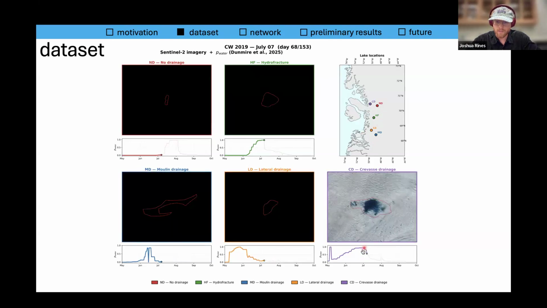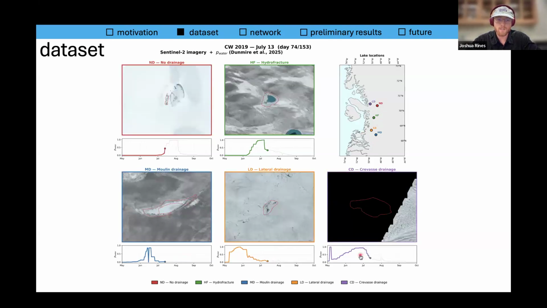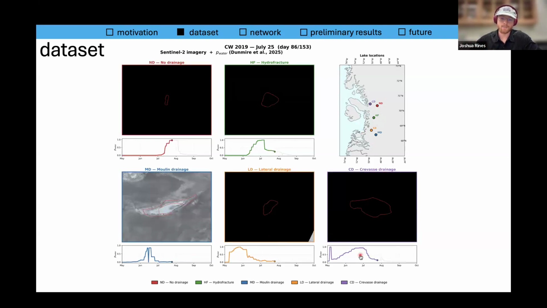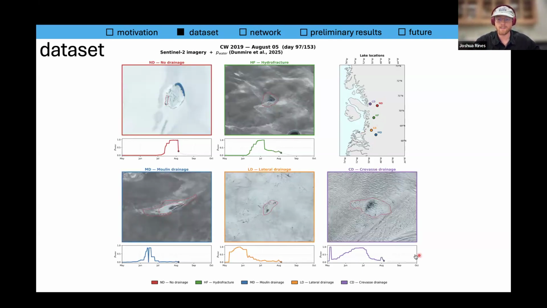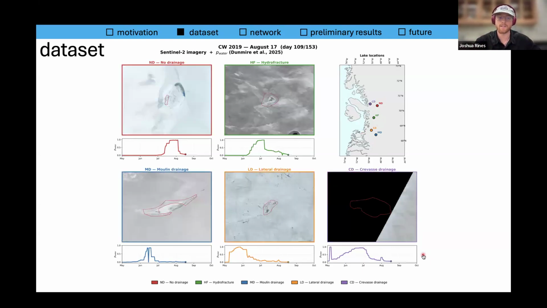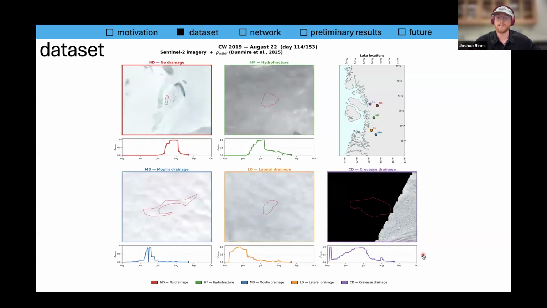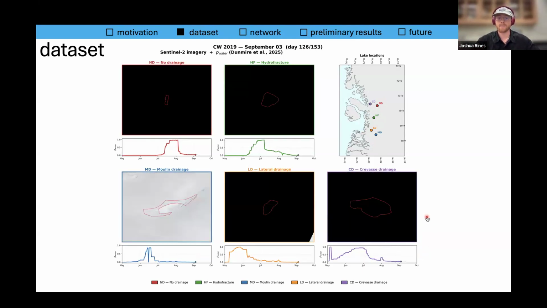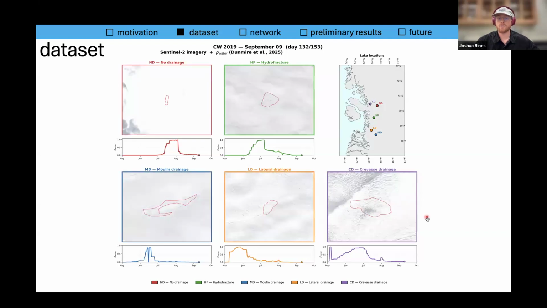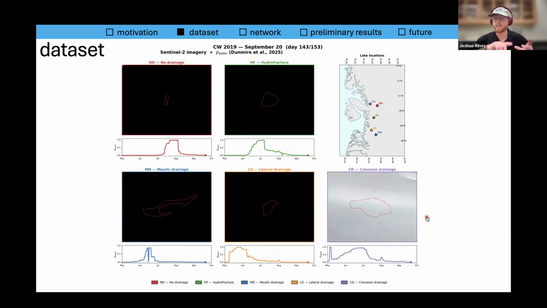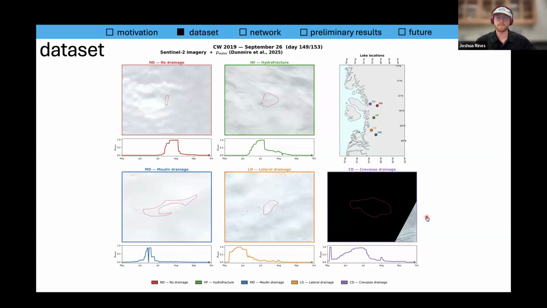And then below each of those panels is this scalar representation that I've been talking about, ticking across time steps. And so what we're asking is, can we combine this scalar representation, which is sort of an area curve, you can think about it as the percentage of water in that lake across the season, with the actual imagery in a deep neural network to be able to identify these mechanistic classes: crevasse drainage, no drainage, hydrofracture, lateral, and moulin.